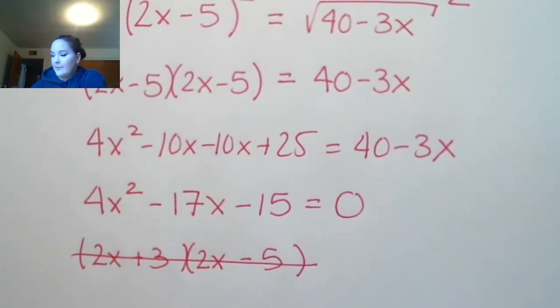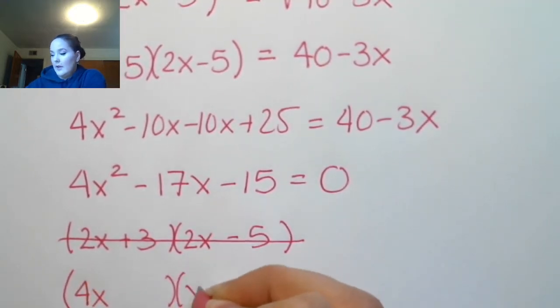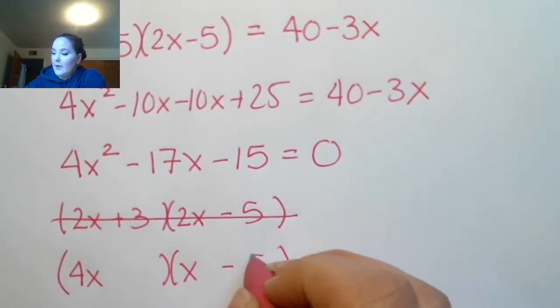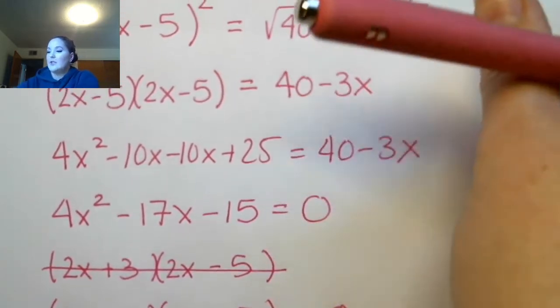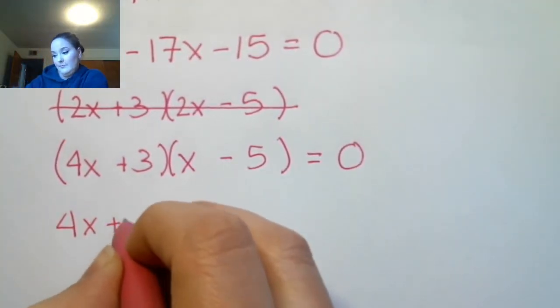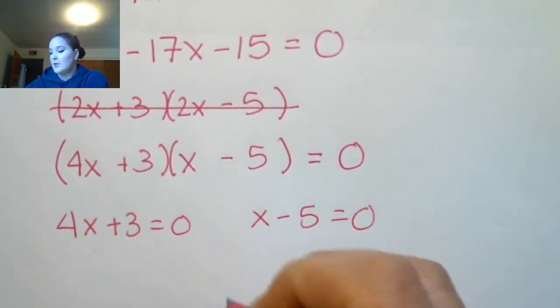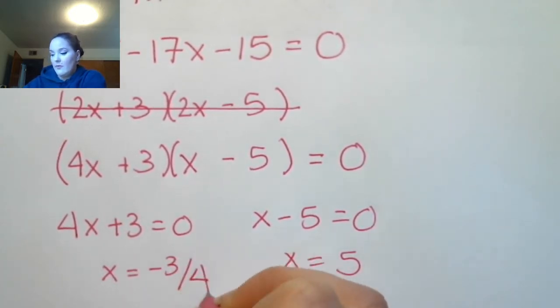That doesn't work. So let me try 4x and x. I'll try again, minus 5 and plus 3. This is minus 20 plus 3, and that's minus 17, so this works. Set each of my factors equal to 0, and get my two solutions, x equals 5 and x equals minus 3/4.